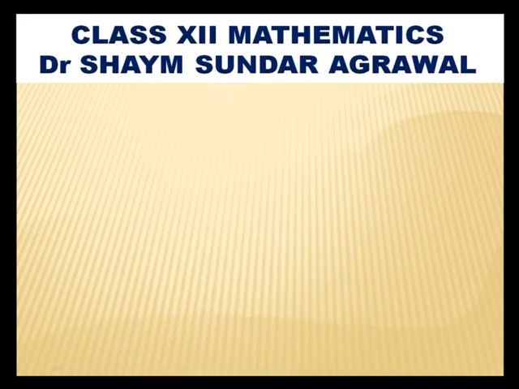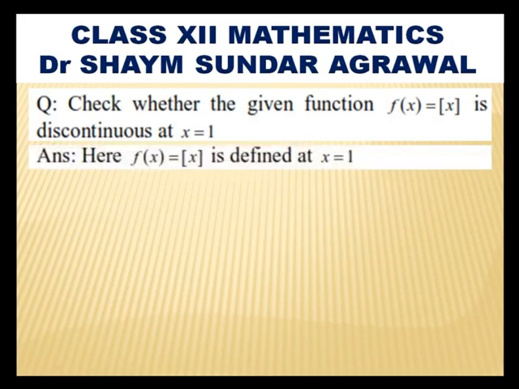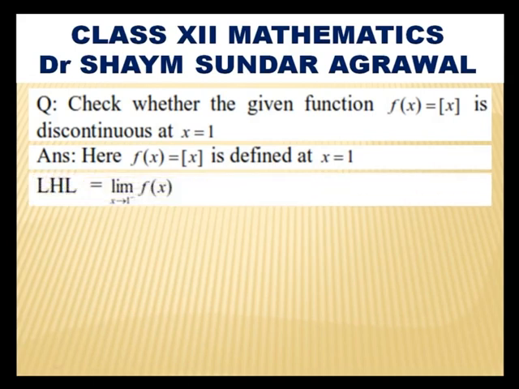So let us solve one more question. Check whether the given function f(x) equals [x] is discontinuous at x equals 1 or not. So here the function f(x) equals [x] is defined at x equals 1. Then we have to find out whether the limit of the given function exists or not.